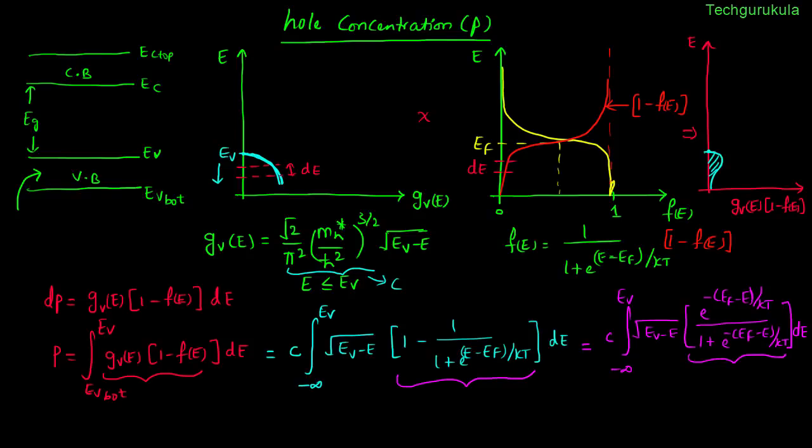Now in this expression, we can take in the denominator, if EF minus E is, let's say, greater than or equal to 3 kT, then we can say this term, e power minus of (EF minus E) over kT, can be a very, very small value compared to 1. So we can write this denominator as simply 1.